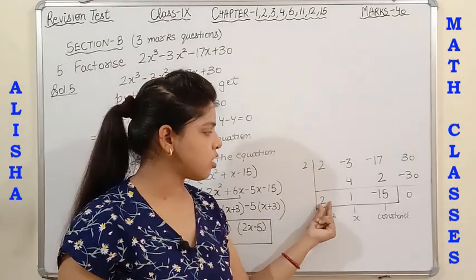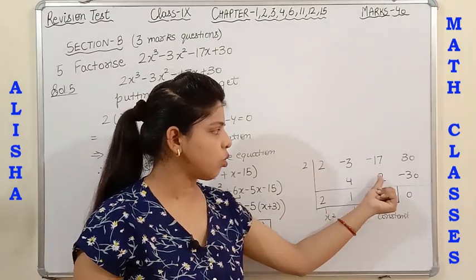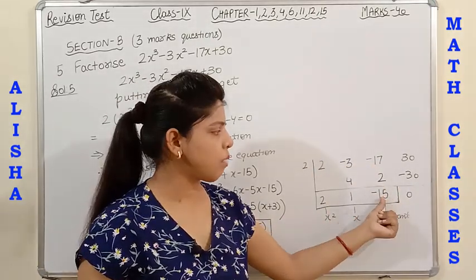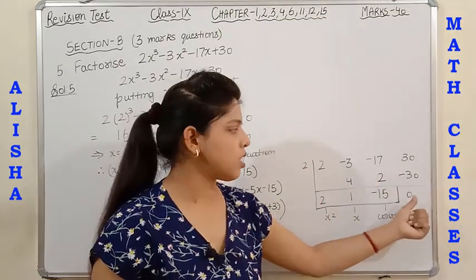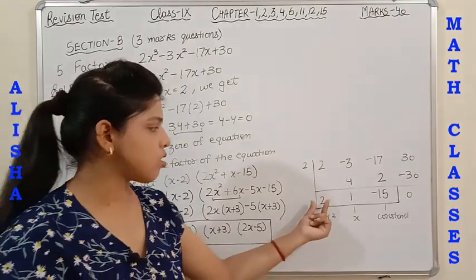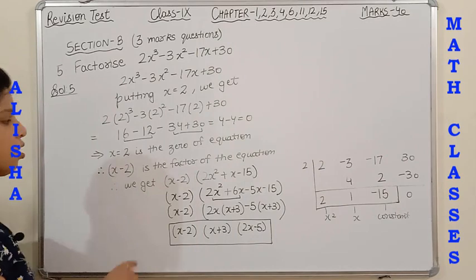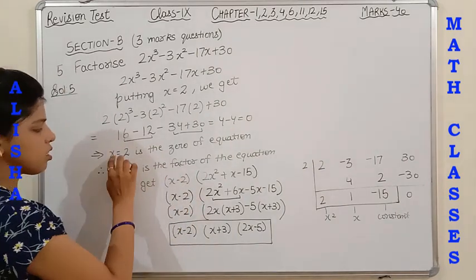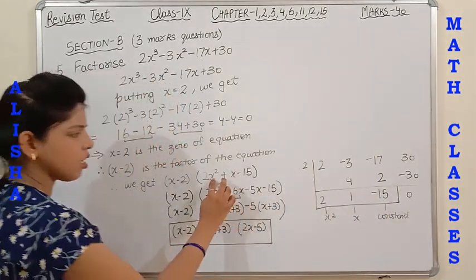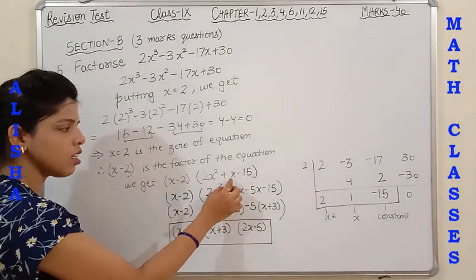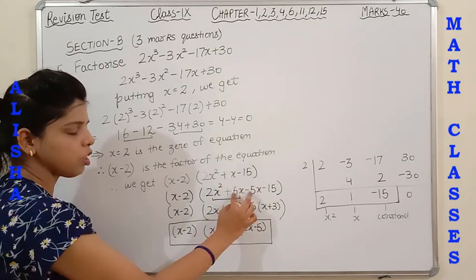Now you have to multiply this 2 into 2 is 4, minus 3 plus 4 is 1. 2 into 1 is 2, minus 17 plus 2 is minus 15. 2 into minus 15 is minus 30, and 30 minus 30 is going to be 0. So this is the coefficient of x square, this is the coefficient of x, and this is the constant term. So this becomes x minus 2 as one factor, and this becomes 2x square plus x minus 15. Now making the factors, x can be written as 6x minus 5x. So I have split the middle term into two parts.